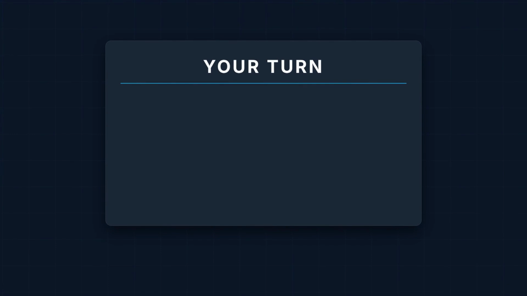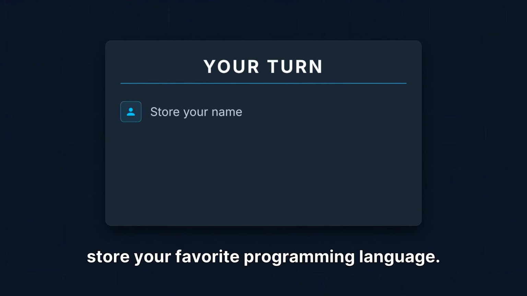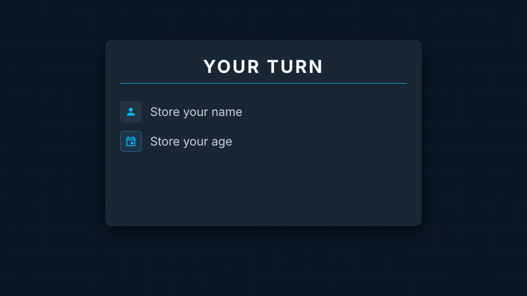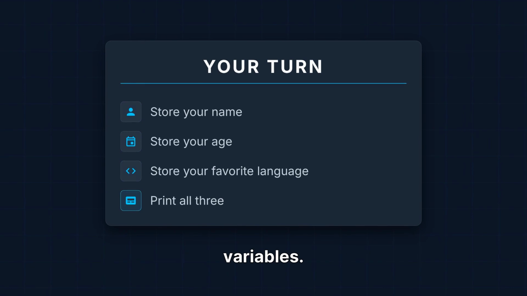Now it's your turn. Create 3 variables. Store your name, store your age, and store your favorite programming language. Then print all 3 values. This exercise will help you practice using variables.